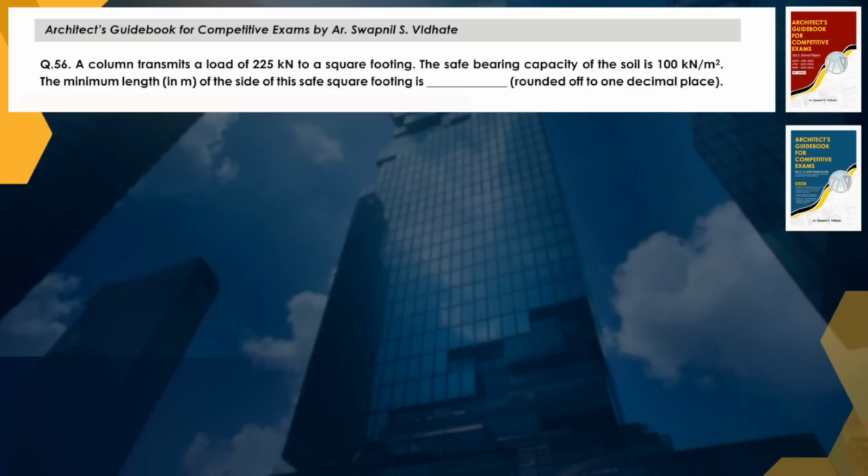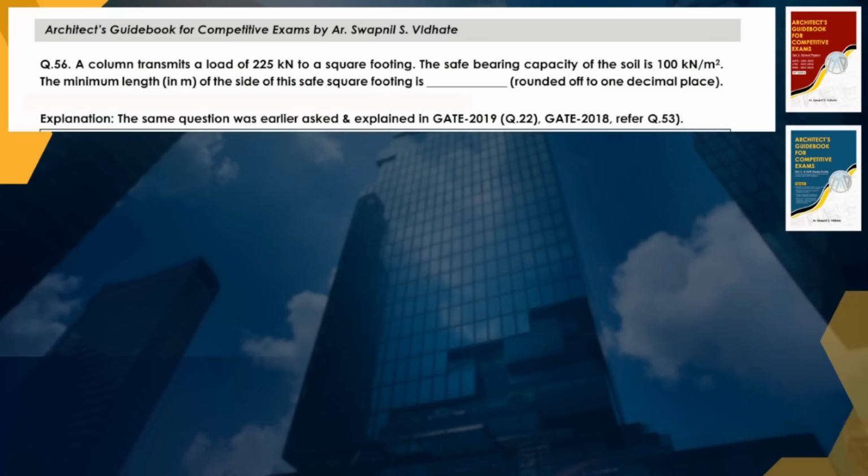Question 56. A column transmits a load of 225 kilonewton to a square footing. The safe bearing capacity of the soil is 100 kilonewton per meter square. The minimum length in meter of the side of this square footing is how much, rounded off to one decimal place? Now the same question was earlier asked in GATE 2019 at question 22 and GATE 2018 at question 53. In fact, in the previous year question paper, they have also provided the factor of safety for this similar question. Here in question 56, they have not provided it. So this question 56 was easier than the previous year question.